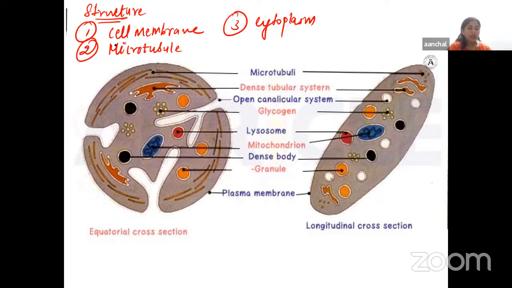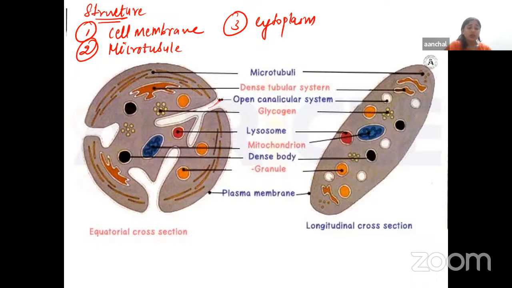The cell membrane, also known as the surface membrane, is approximately 6 nanometers thick with extensive invagination. Extensive invagination of the cell membrane forms the canalicular system. This canalicular system is a delicate tunnel system through which the platelet is going to extrude its contents. So from this open canalicular system, the platelet extrudes its contents.